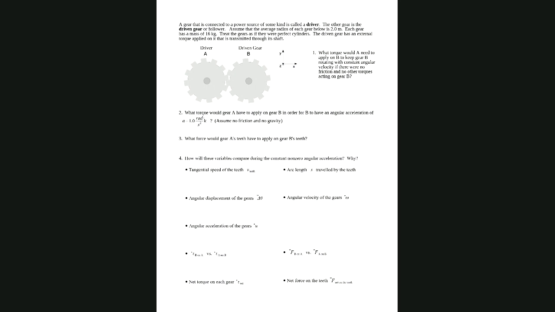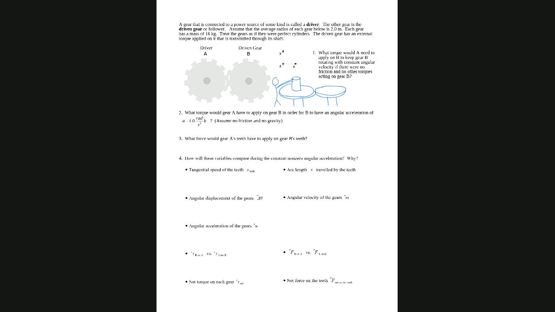Let's look at a gear train where one gear is designated as the driver and the other is considered the follower. So first of all, what makes one gear the driver and the other the follower? Well, gear A here is the driver because it's connected to some external power source.